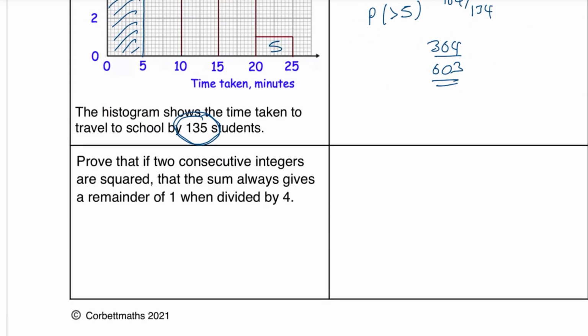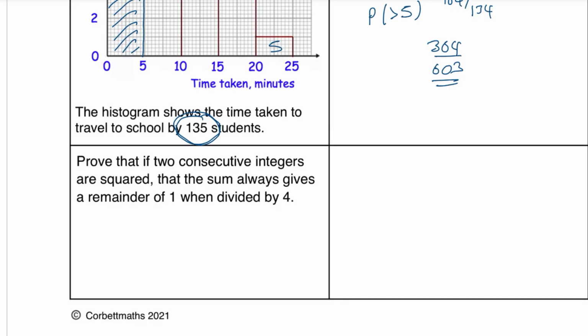Final question. Prove that if 2 consecutive integers are squared, the sum always gives the remainder of 1 when divided by 4. So let's do an example. Let's take the numbers 4 and 5. 4 squared is 16 and 5 squared is 25. If I add these numbers together, that gives me 41, and that is indeed 1 more when I divide by 4, because it's 10 remainder 1, isn't it?